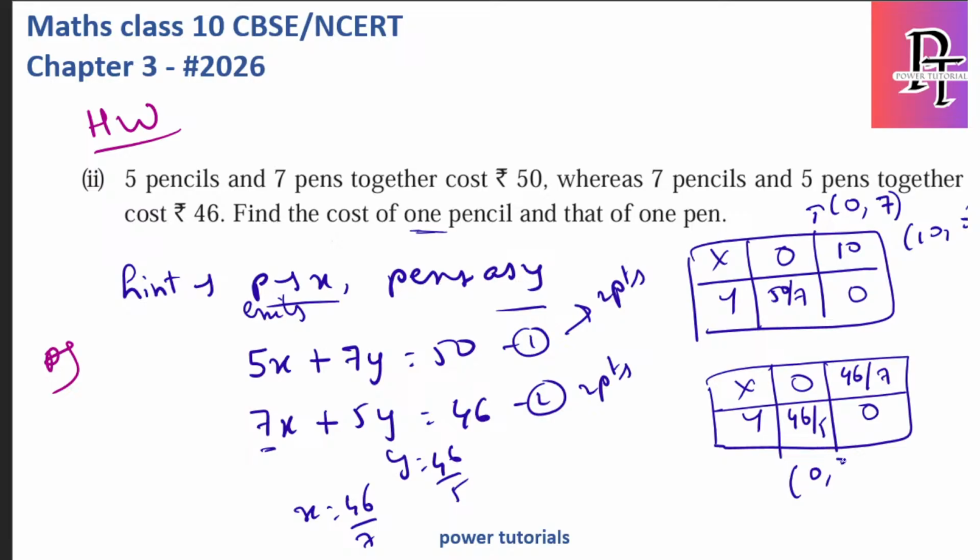46 by 5 is 9.2, and 7 times 6 is 42, so 6.4, and 7 times 5 is 35. You can assume somewhere from here to here. Okay, so in this way, in the graph sheet, mark this line and this line and get the intersecting point, and you'll get the solution.